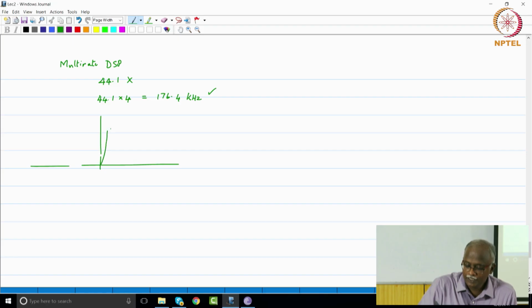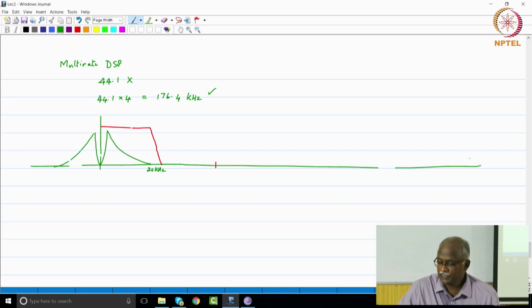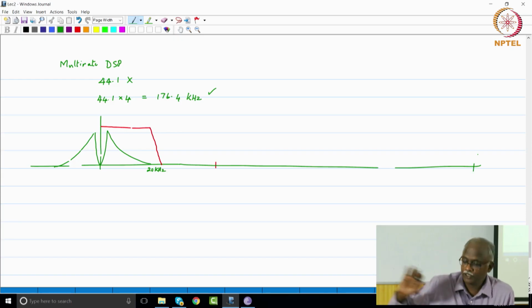Now, what will be the scenario? If this is my audio spectrum, this is somewhere around 20 kilohertz. Previously I was trying to design an analog filter which was falling off at 44.1, because my sampling rate was 44.1. But now 44.1 is here, and 176.4 is somewhere way out there. So, basically what that says is the analog filter can actually be something of this kind.